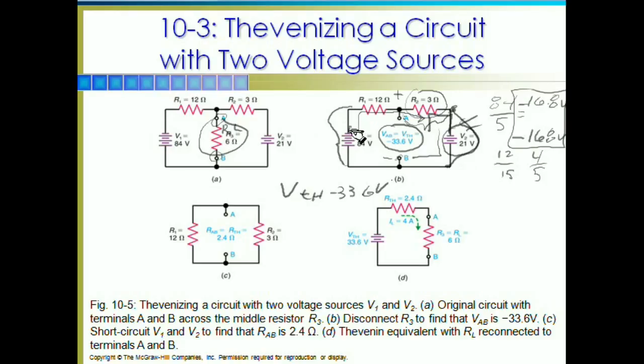Then once again, we're going to short across both power supplies and look at the resistance from points A and B. Well, that basically puts a 12 ohm and a 3 ohm in parallel. And if you do the math, you'll find that your Thevenin equivalent resistance is 2.4 ohms.